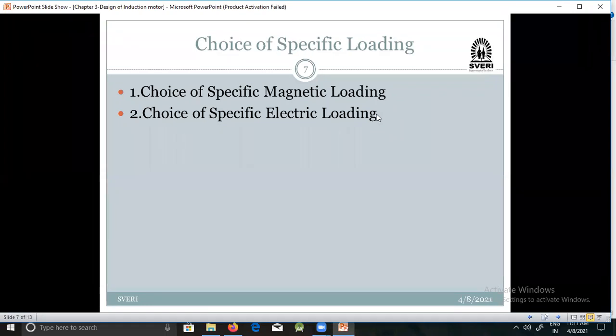Okay, and next, as far as the specific electrical loading is concerned, we have to select the ampere conductors in such a way that it does not affect the other parameters. So these are the two important points we need to consider whenever we study specific electrical and specific magnetic loading.